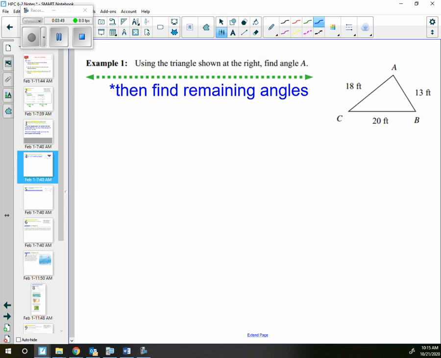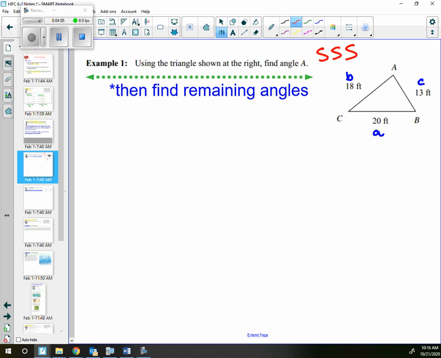So remember how we label these things. Side A is across from angle A. So side A is 20, side B is 18, and side C is 13. So across, always across the triangle. So we have side, side, side. That's what we know about this triangle.